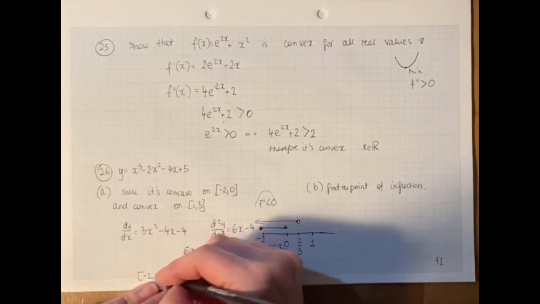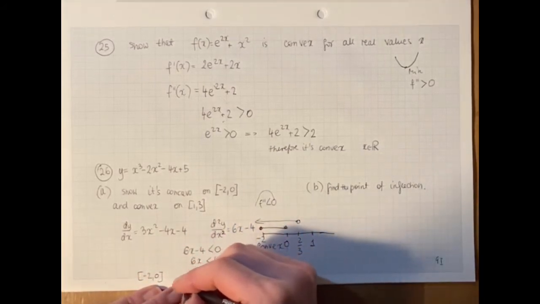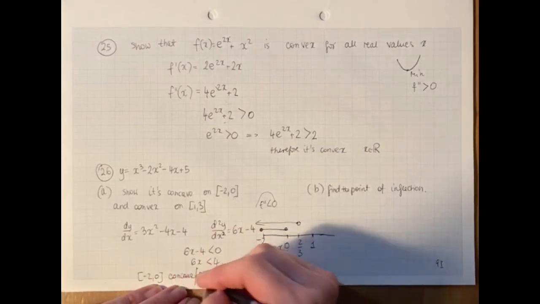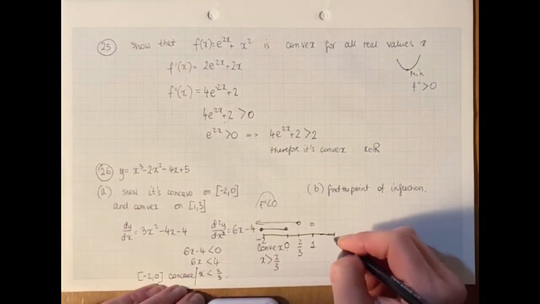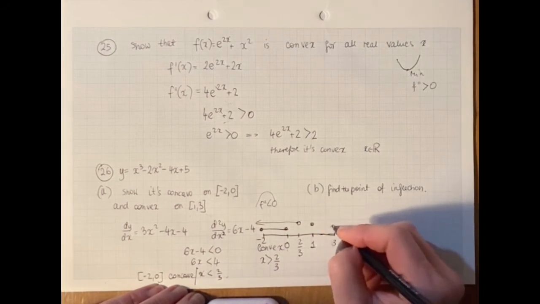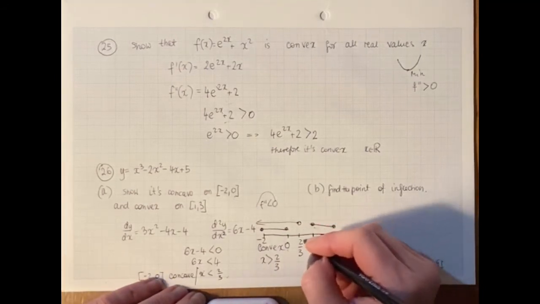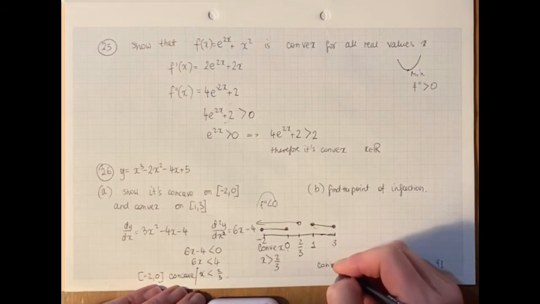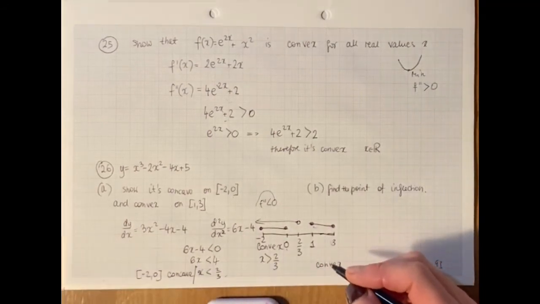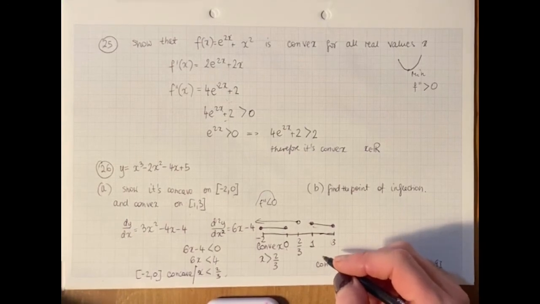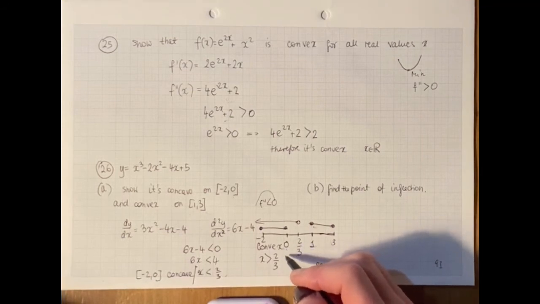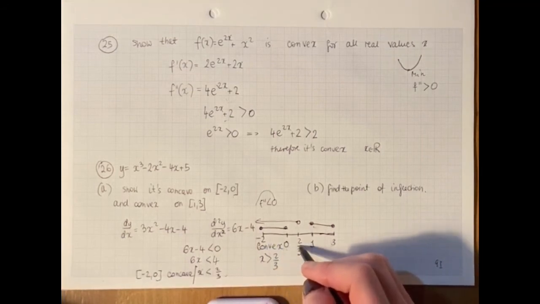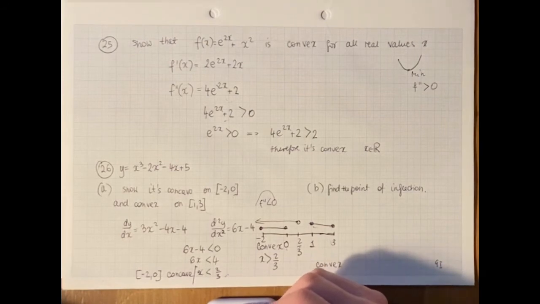So that means between minus 2 and 0, it's going to be concave, and between 1 and 3, that's above 2/3. That means it's going to be convex, because all the values between 1 and 3 are greater than 2/3. So that's going to give you a convex solution, and all the values between minus 2 and 0 are less than 2/3. So that's going to be concave.